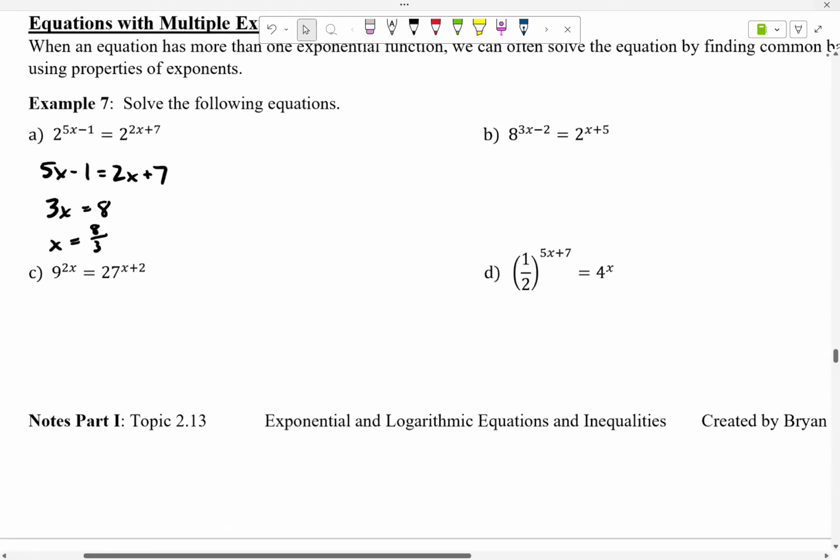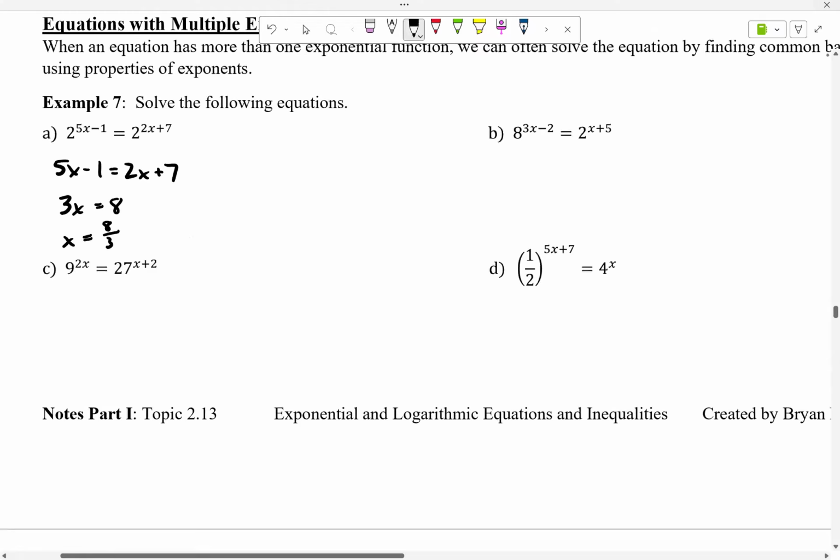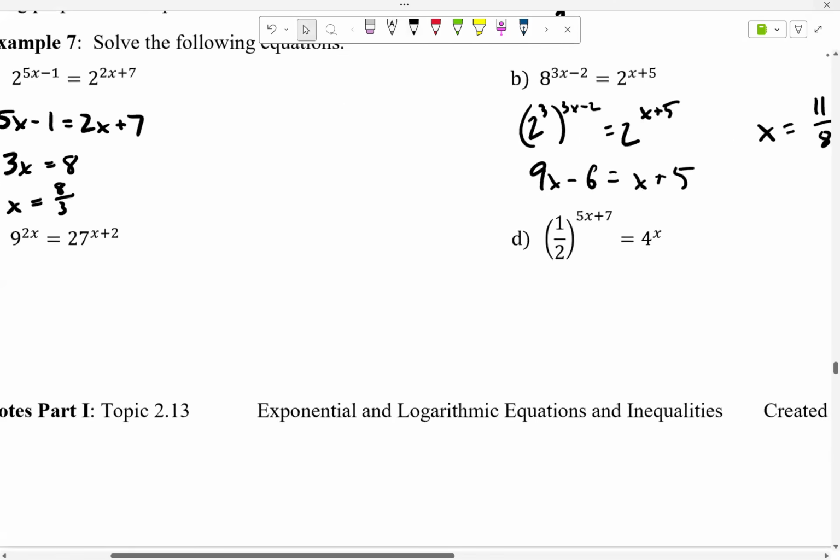Jonas, can you tell us what you did for B, please? Basically, they turned 8 into an exponential two. So basically, you multiply 3x times 2 by 3. And then you basically do that, and then you can cancel out the base, and then you get minus 9x minus 6 equals that. And then you get x equals 11/8, you said? Are we good with that, everybody? Thank you. Nicely done.